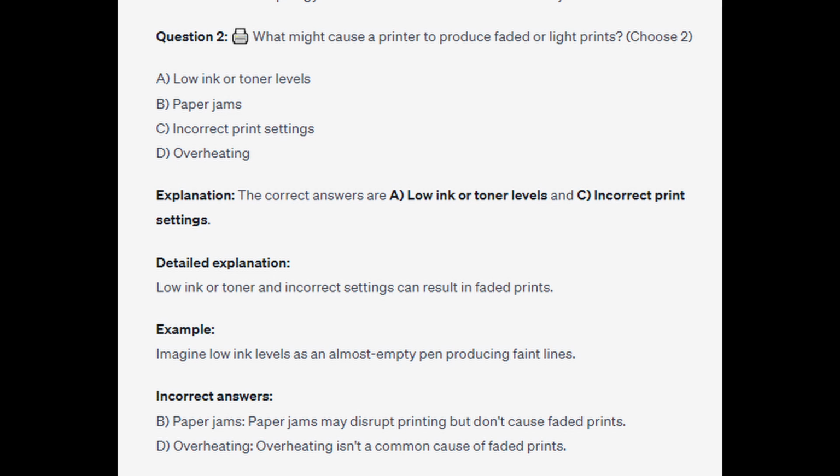Paper jams may disrupt printing but don't cause faded prints. Overheating isn't a common cause of faded prints.